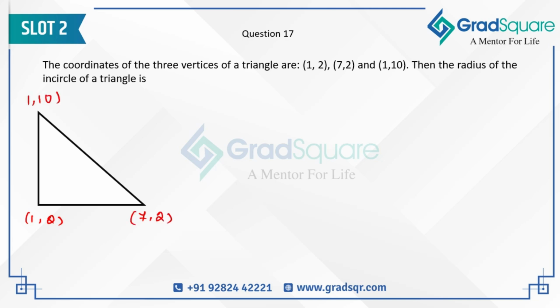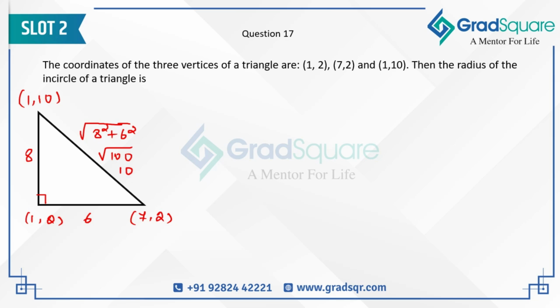(1, 10). So horizontal displacement of how much? 6 units. A vertical displacement of 8 units. So clearly this is what type of triangle? A right angle triangle, because it satisfies the Pythagoras theorem. So this will be what? Eventually this will become the square root of 8 square plus 6 square, which is going to be square root of 100. So this is going to be a 10.